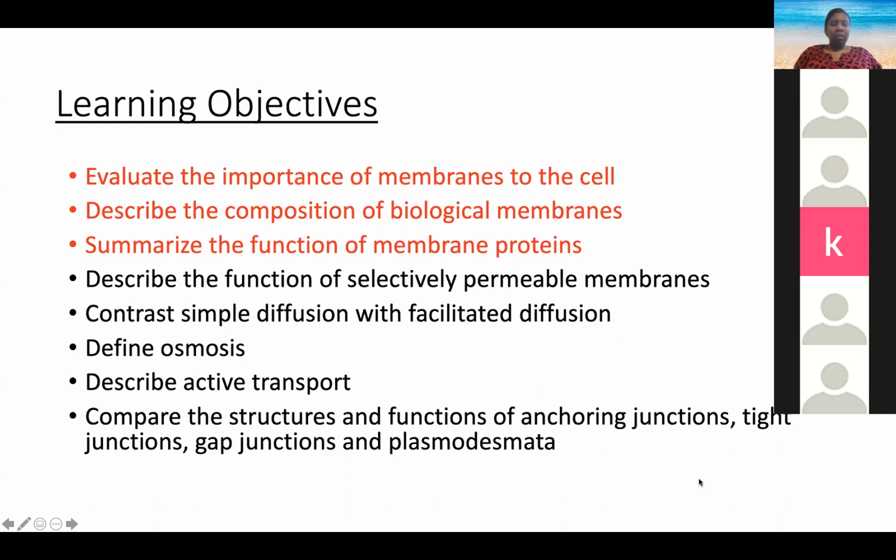We're going to describe the function of selectively permeable membranes. So we'll distinguish between the concept of being permeable or impermeable. The plasma membrane on biological cells is said to be selectively permeable, which means it can be permeated by certain substances, but not others. We'll contrast simple diffusion with facilitated diffusion, discuss osmosis, and describe active transport.